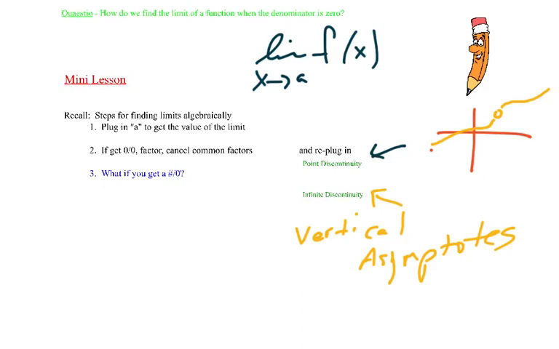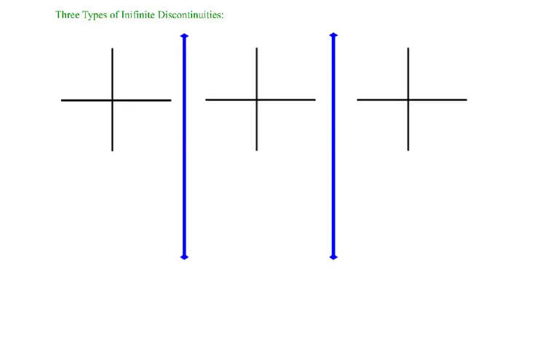And so we've got to go through and talk about what those steps are going to be in order to answer that question, because they're not going to be the same process as the 0 over 0. We're no longer going to be able to factor the numerator to cancel something out, so we need different steps. But before we talk about those steps, let's talk about our 3 possibilities for infinite discontinuities.